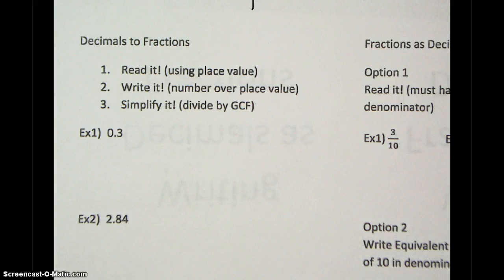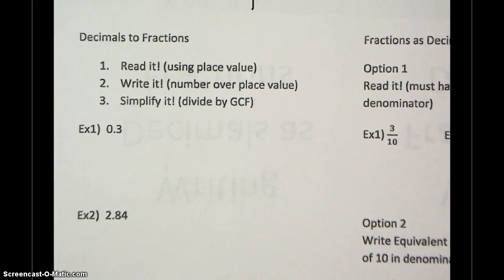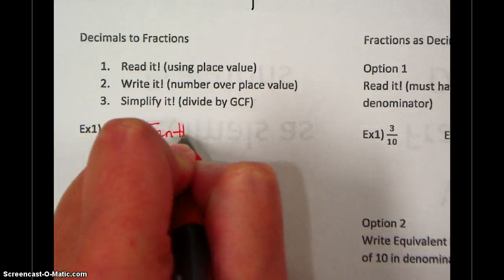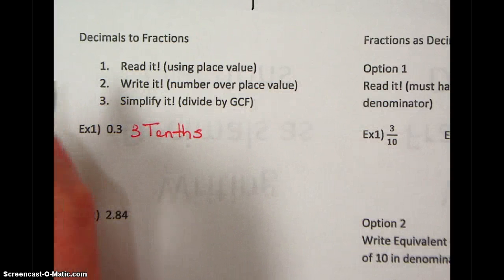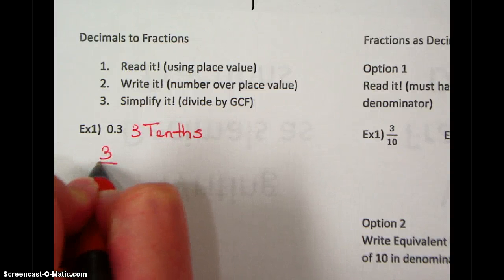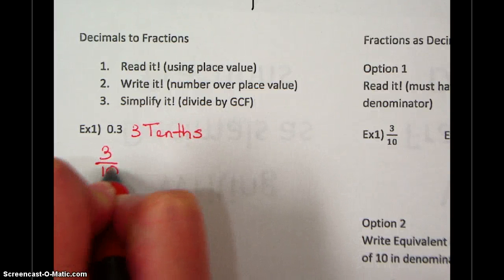Step one is to read it as if you were using the place value. So you've got 3 and it's in the tenths place. So we would write 3/10. And it says write it, number over the place value. So 3 over the place value, which is 10.